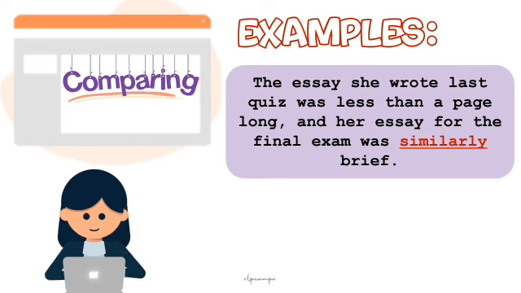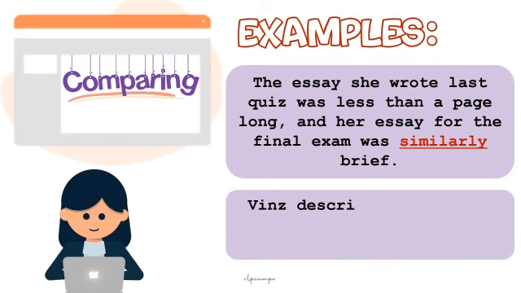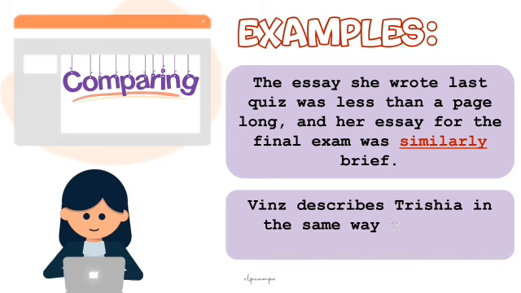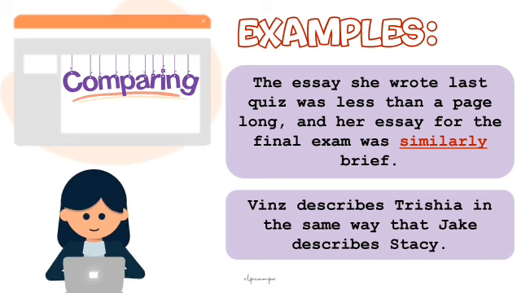In this example, the two things being compared are the essays she made for their quiz and the final exam, using the word similarly. Vince describes Trisha in the same way that Jake describes Stacy. While in this example, the descriptions made by Vince and Jake for Trisha and Stacy are being compared using the phrase in the same way.